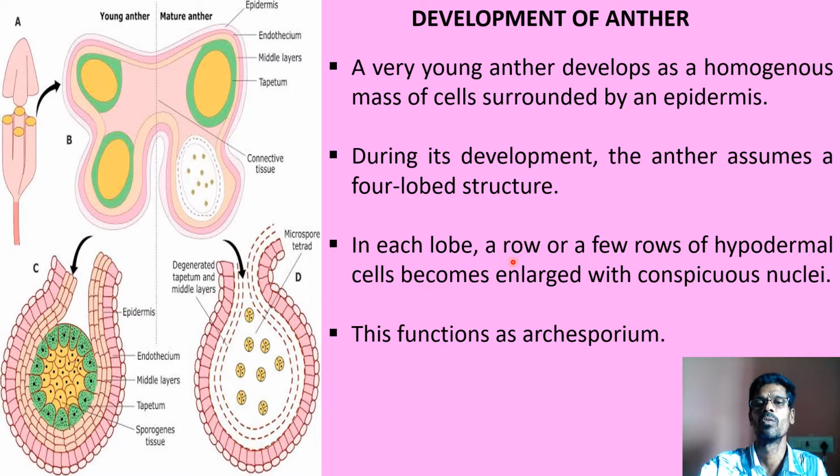In each lobe, a row or a few rows of hypodermal cells become enlarged with a conspicuous nucleus. So just below the epidermis, it forms a few rows of hypodermal cells with enlarged size and also with a conspicuous nucleus in the center. And this functions as the archisporium. So altogether, the structure is usually called the archisporium.